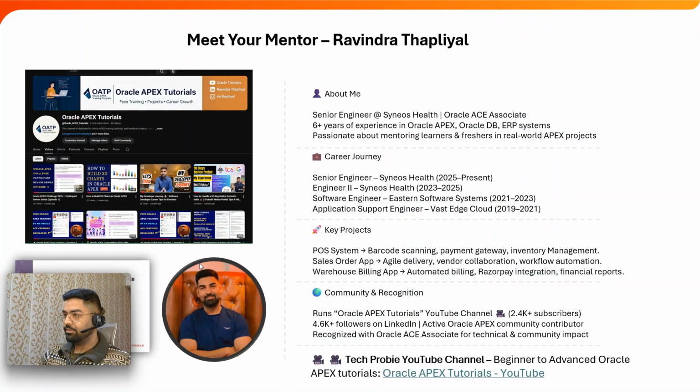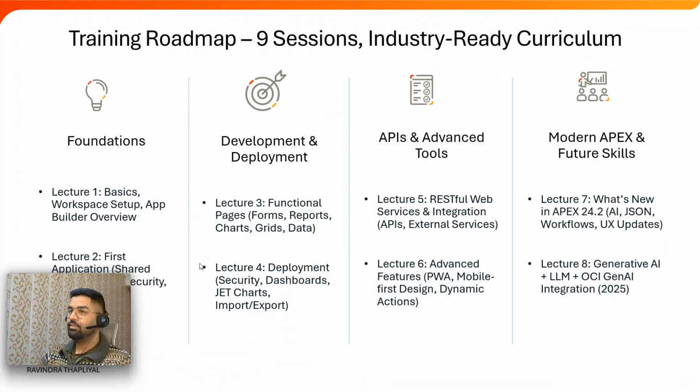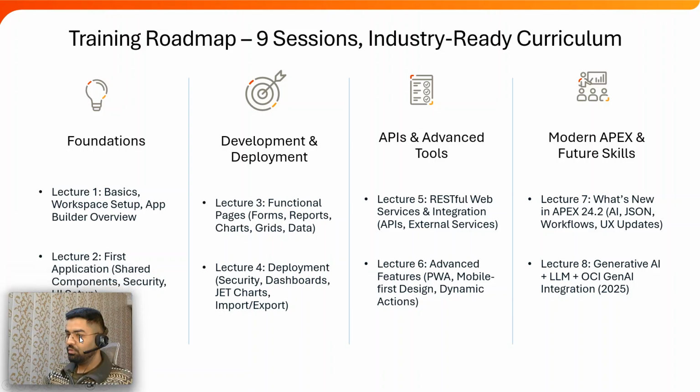Then we have what we have already discussed. Then we have a training roadmap. This is a bird's eye view, basically the overall structure of our sessions right now. It just gives you an overview of each session and how we will go through it.